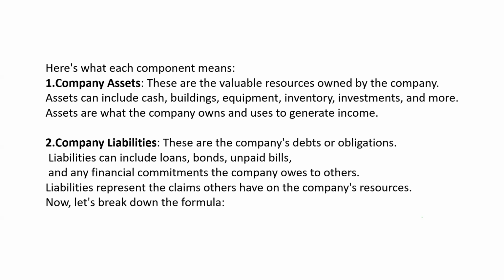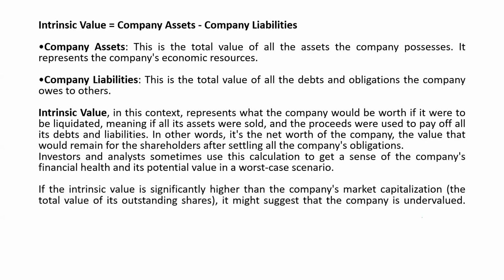So liabilities are a company's debts or obligations. Liabilities can include loans, bonds, unpaid bills, and any financial commitment the company owes to others. Liabilities represent the claims others have on the company's resources. Now the formula, let's break it down. Company assets is the total value of the assets the company possesses. It represents the company's economic resources. Company liabilities is the total value of all the debts and obligations the company owes.